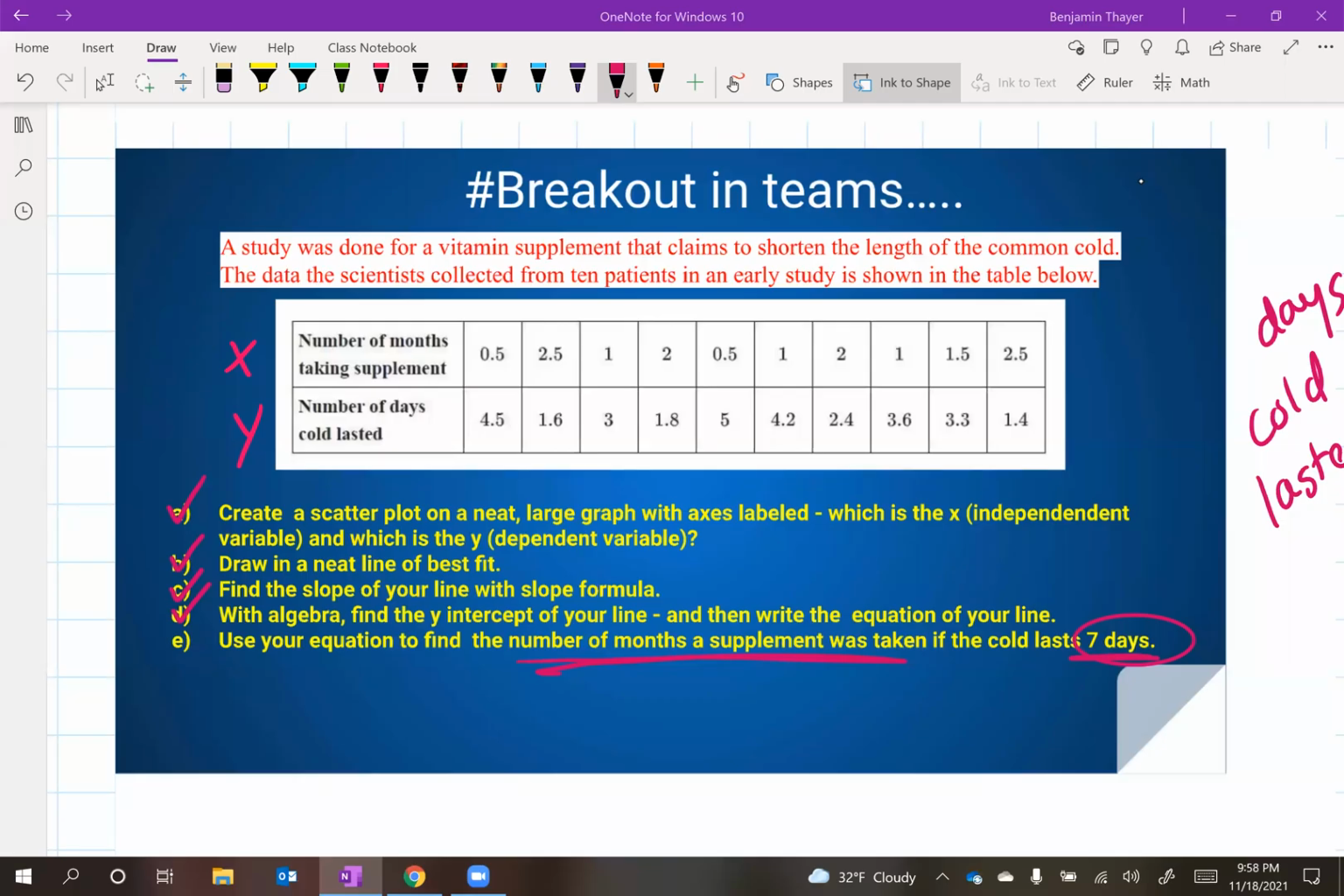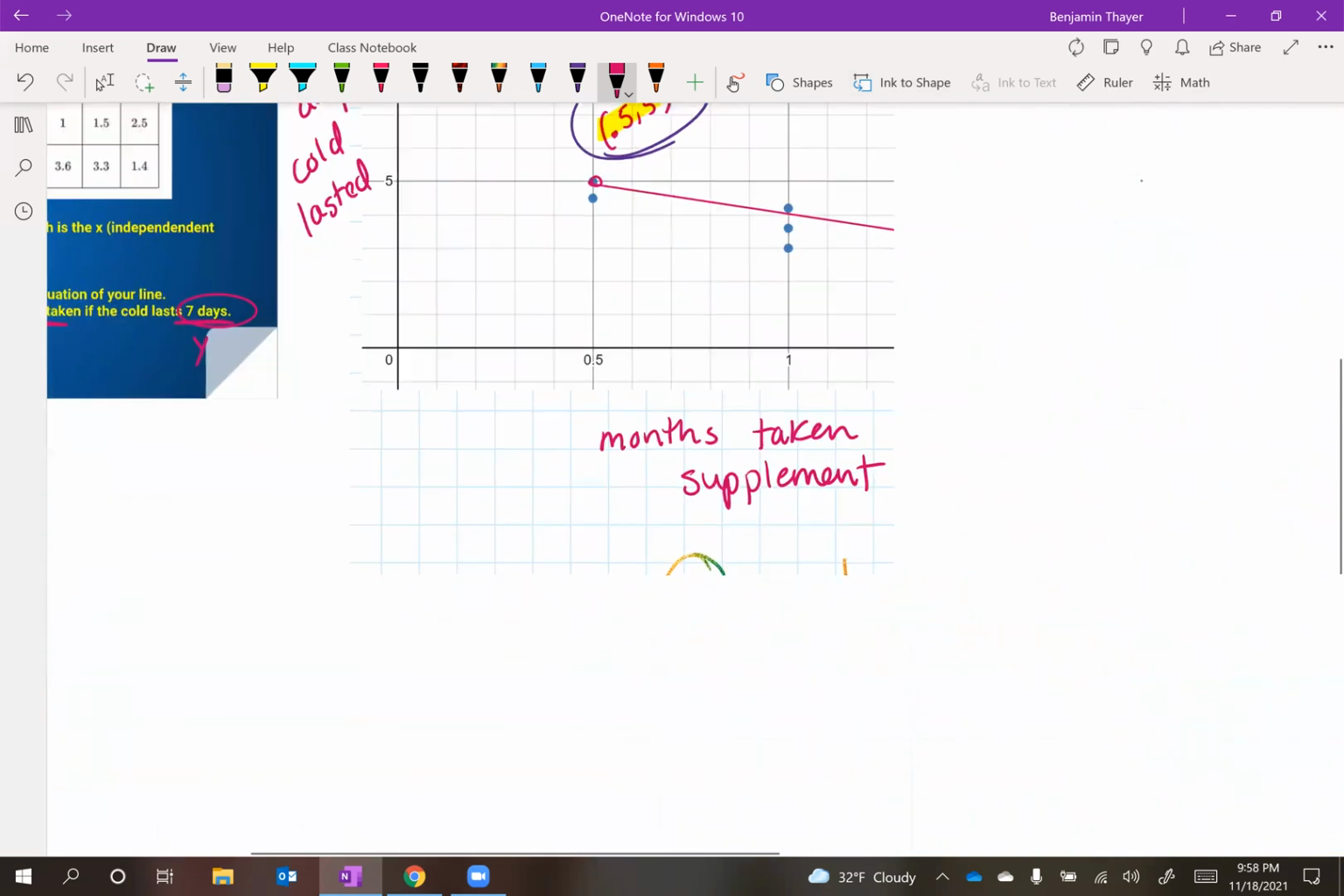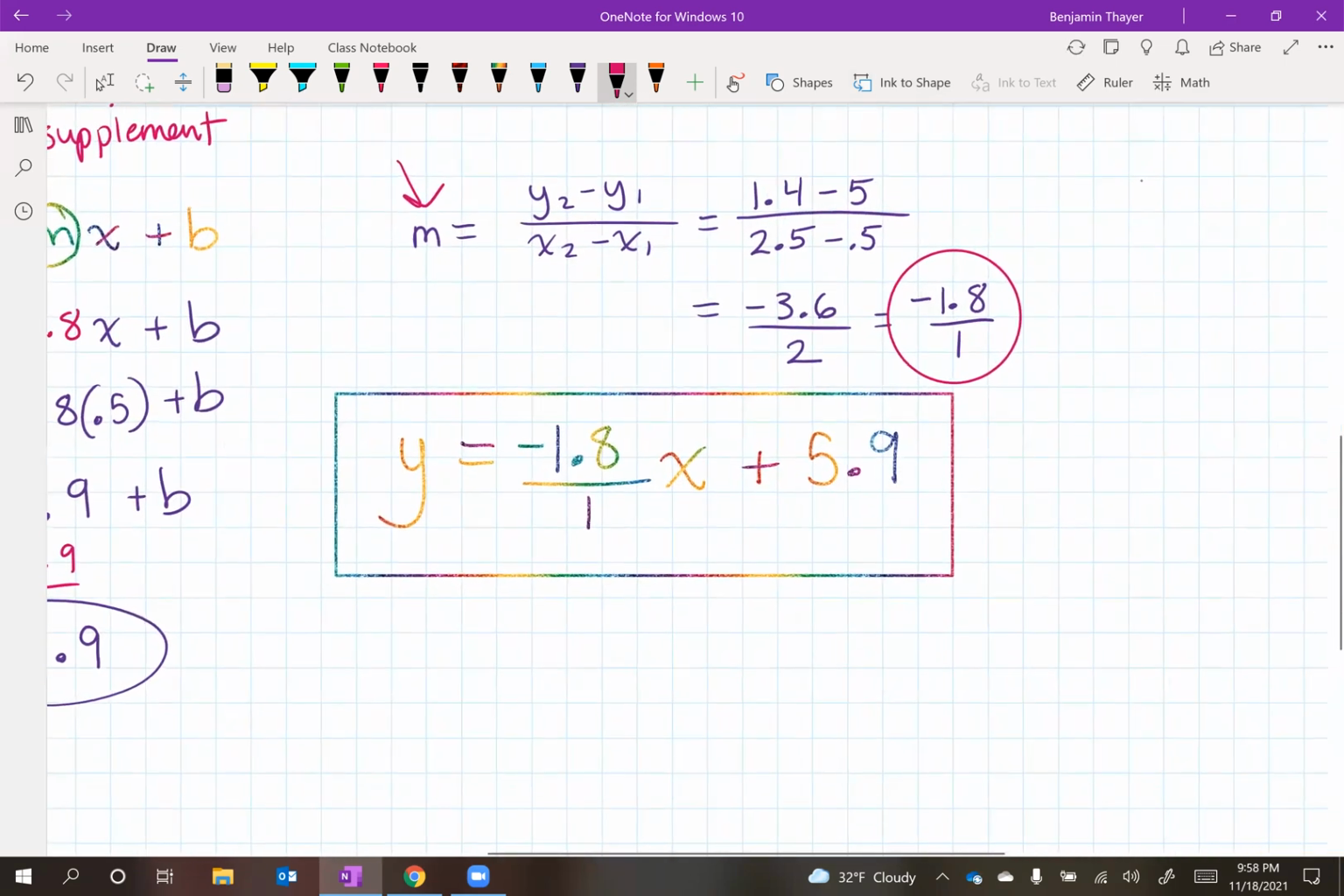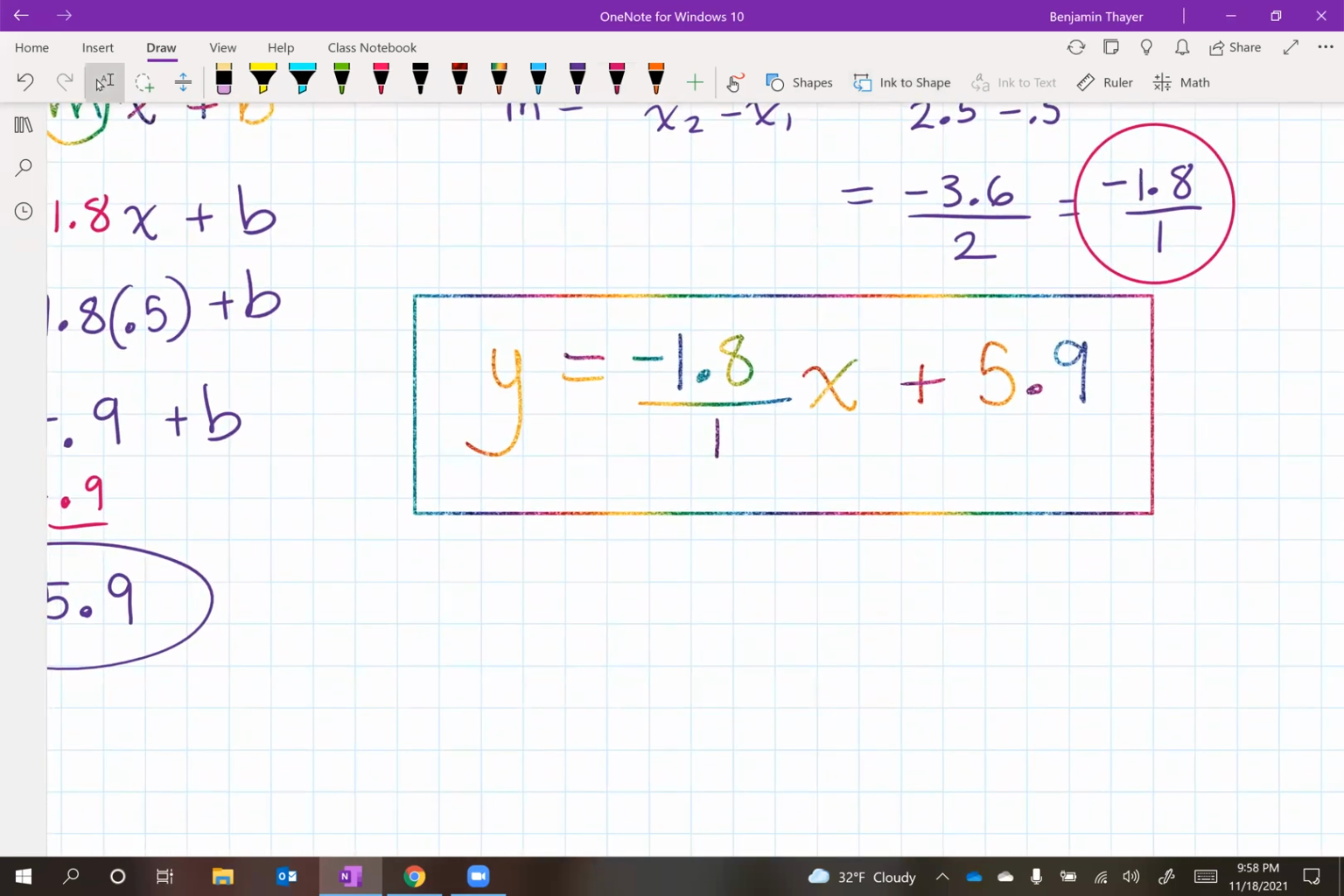Okay, have you had a moment to talk it over? 7 days, the cold lasting, that would be the y variable. And we need to find x, number of months the supplement was taken. So we're going to go ahead back to our equation, put 7 in for our y variable, and we're going to solve for x right here. So plug it in and algebraically work your way solving for x. So pause this, solve for x, and check with me.